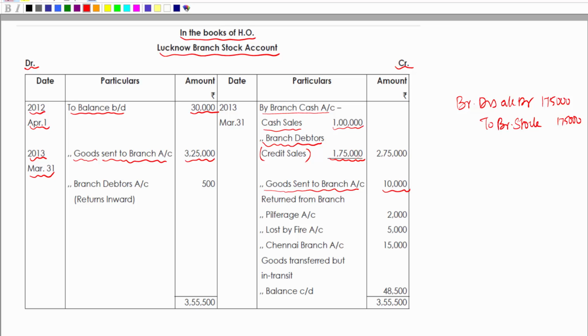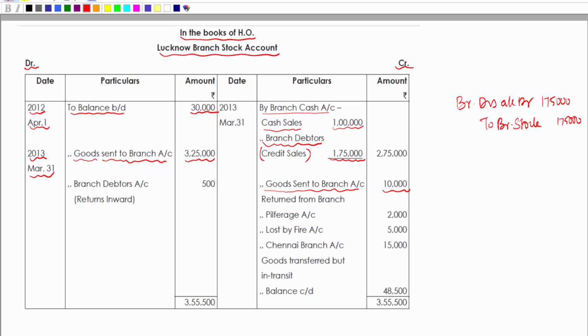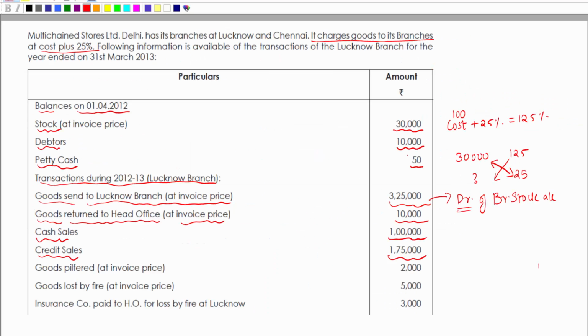It means another effect is we have to go to branch debtors account. The debtors balance will increase on account of branch stock. So in branch debtors account, we'll say to branch stock 1,75,000 on account of credit sales. So now both the totals are taken outside and it is 2,75,000. Let's go back to the question.